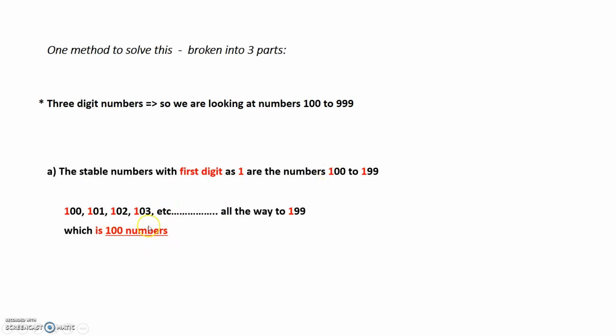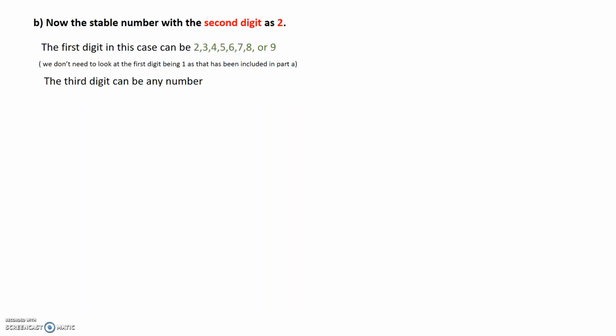Let's look at the second digit now, which would have the number 2. So the stable number would have a second digit as number 2. It is important to note in this part here that we don't need to look at the first digit being 1, because we did that in the previous part. Okay, so now we're looking at the second digit being 2.